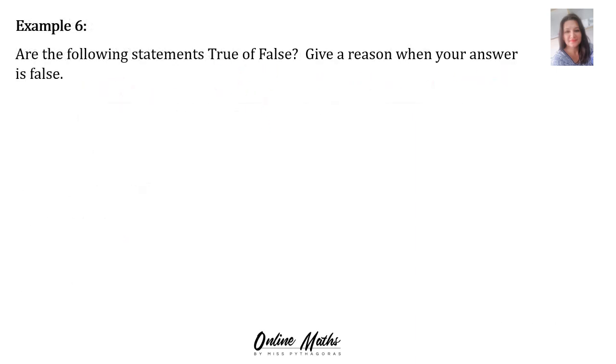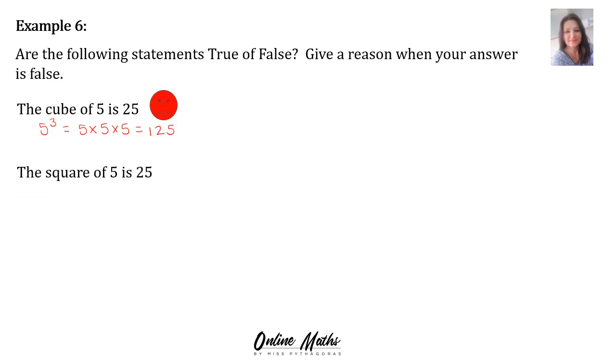Example 6. Are the following statements true or false? Give a reason when your answer is false. So the cube of 5 is 25, and that one is false. And the reason is the cube of 5 is that, and this means 5 times 5 times 5, which is 125. The square of 5 is 25, and that one is true because 5 squared is 5 times 5, which is 25.